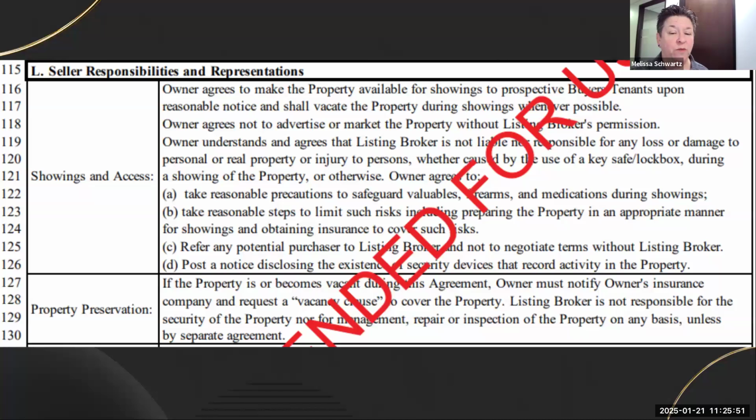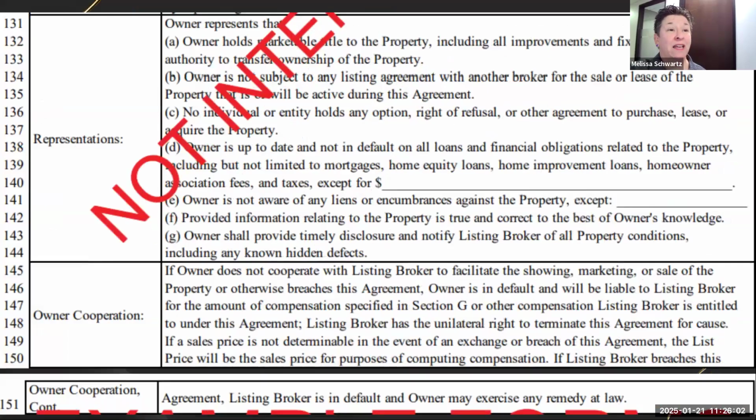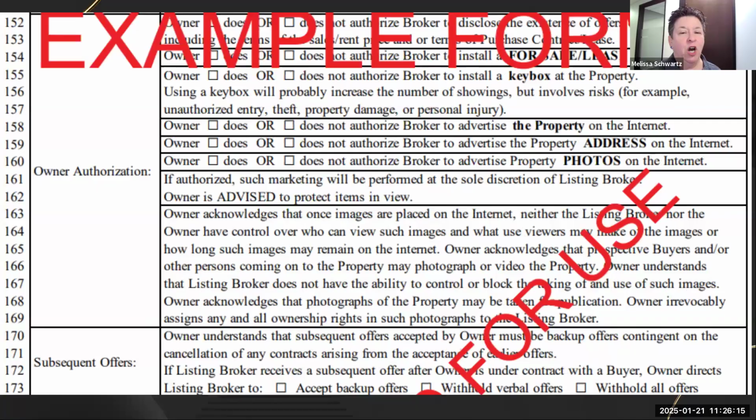Listing broker is not held responsible for the security nor the management, repair, or inspection of the property on any basis unless by separate agreement. With Realty One Group, you are not property managers. You cannot do that. That's the same with Realty One Group AZ. No trust fund accounts, cannot do property management. So these things are very similar. I'm not going to go into the detail here. Representations, owner cooperation, owner authorization, right? You're allowed to disclose the existence of offers on the property, including the price or terms of the purchase contract.